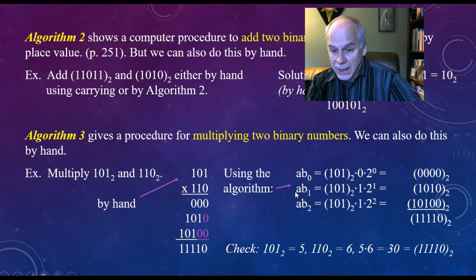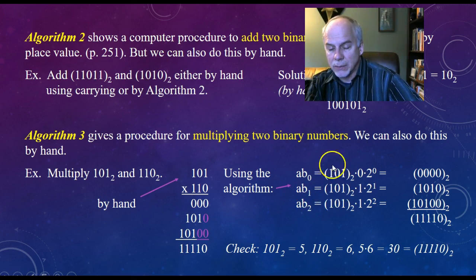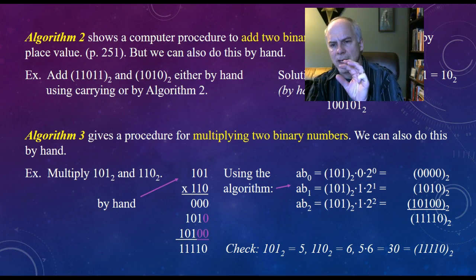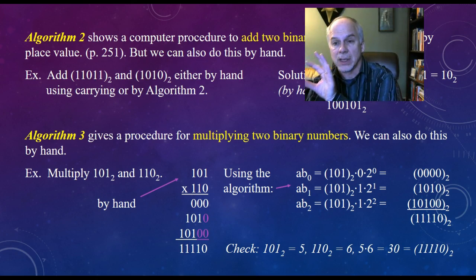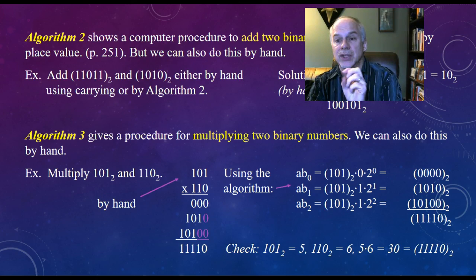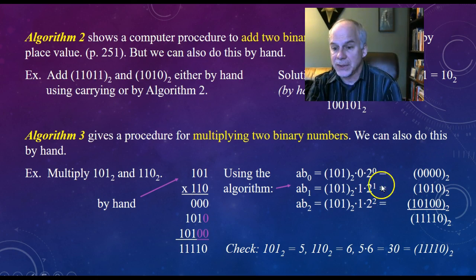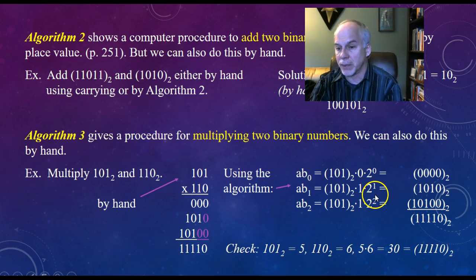In the next case, A, which is 101 base 2, times B1, which means the next digit over, which is this one right here, the middle digit of the B number, which is 1. So we go that times 1 and then 2 to the first power. Now, what does multiplying by 2 to the first power in base 2 do to the number? It actually moves everything over a digit to the left, okay? Just like multiplying by 10 in our system moves all the digits over to the left one digit, okay? But this is in base 2, so it does that just by multiplying 2 to the first power.